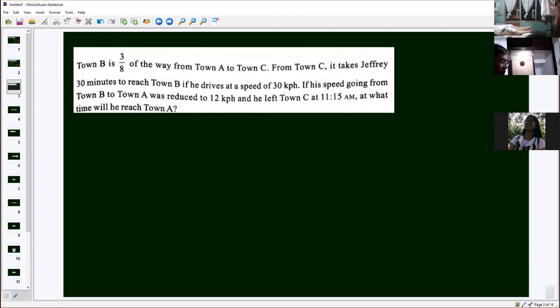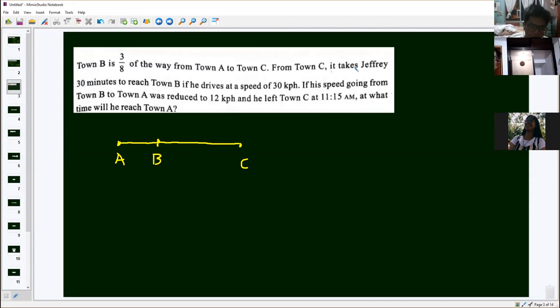Okay, sige. While you're still answering, I'll just set up the details, no? Town B is 3/8 of the way from A to C. It must be between A and C. And when I say between, hindi ibig sabihin exactly between. 3/8 of the way. So parang ganyan. Andito si B. It's closer to A.